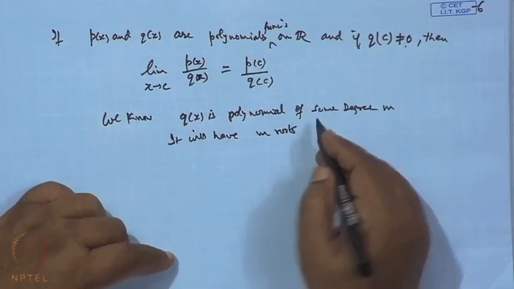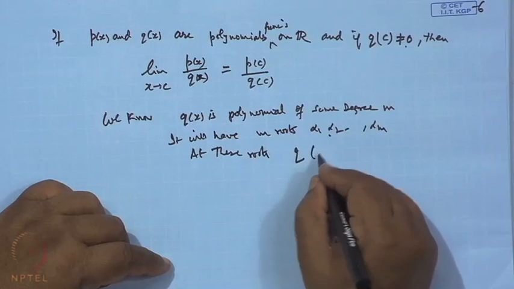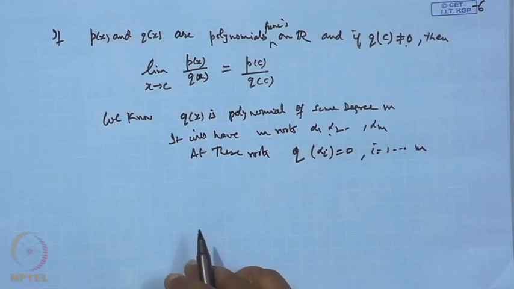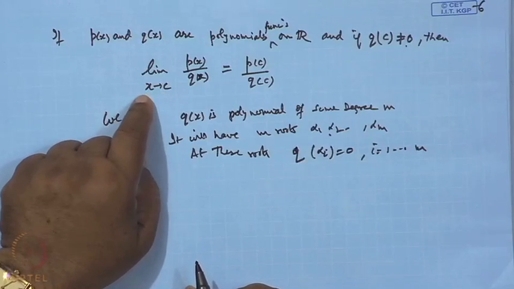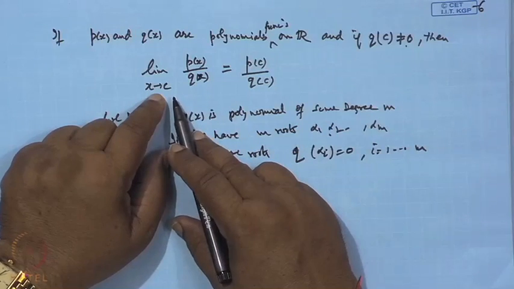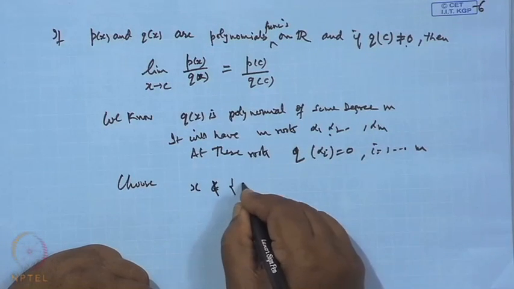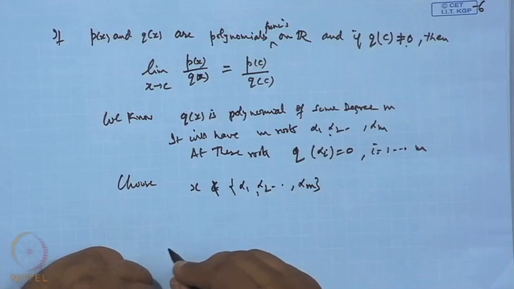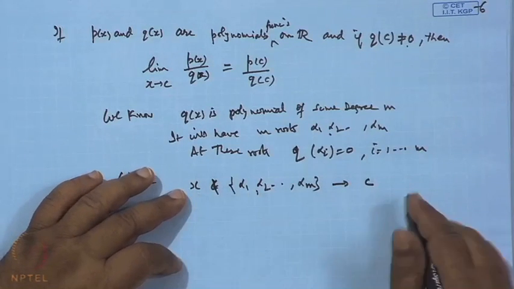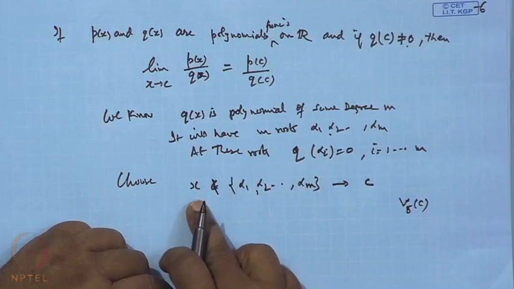It means at these roots alpha_1, alpha_2, ..., alpha_m, the value of q must be 0. I am assuming all the roots to be distinct and real. So, q must be 0 there. So, it means when you approach c, the path should not contain these points, because if it contains them, then you cannot find the limit of p(x) over q(x) when x tends to c. So, what we do is we choose x which is not in this set alpha_1, alpha_2, ..., alpha_m, and then this x is tending to c. So, obviously, if I choose all the points in the delta neighborhood of c which does not involve these points, then the limiting value of q(x) when x tends to c must be q(c).